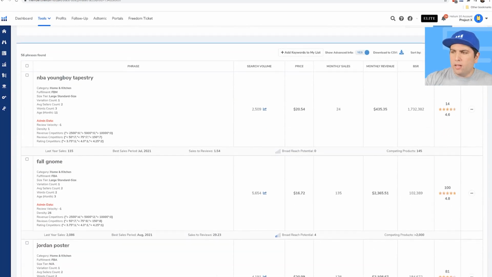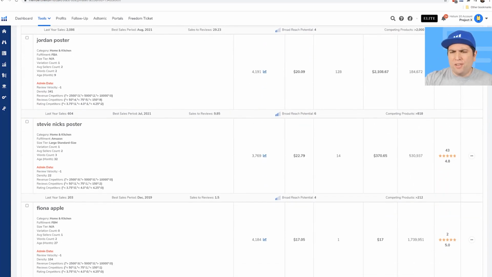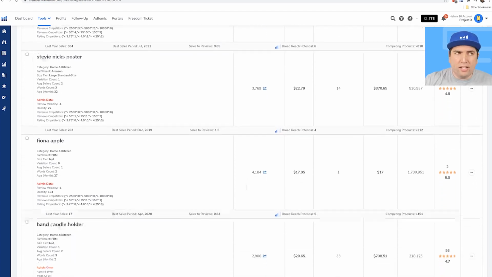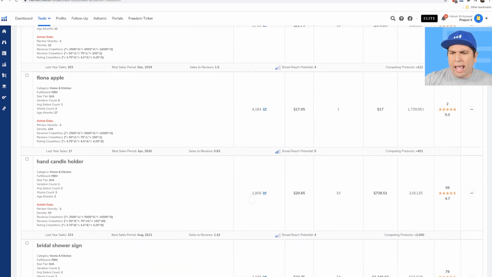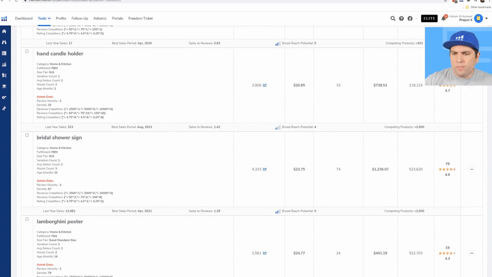All right, let's take a look at some of these results here. Jordan poster, Stevie Nicks poster. I don't want to do things that are probably branded or I need a license for, right? Hand candle holder. I don't know what that is. So I'm just going to go ahead and take a look at that on Amazon. And I'm still going to keep searching here.